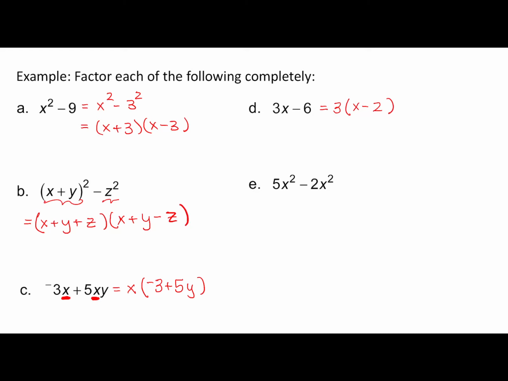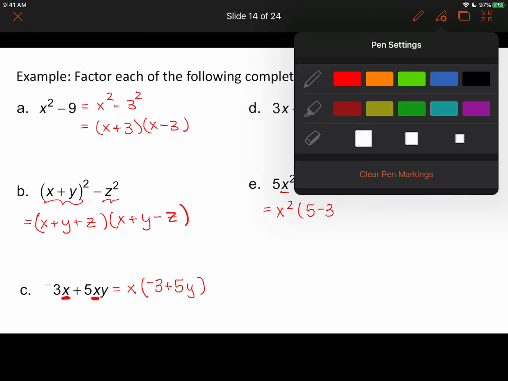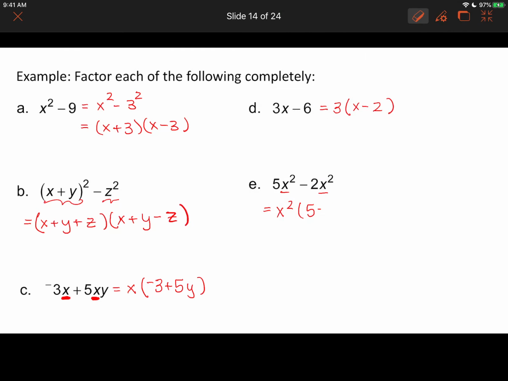And finally, for part E, both terms have an x squared, so I can pull the x squared out, and I'm left with 5 minus 2. I'm thinking ahead. And 5 minus 2 is 3. And generally, we like to write the integer first. So that's the same as 3 times x squared.